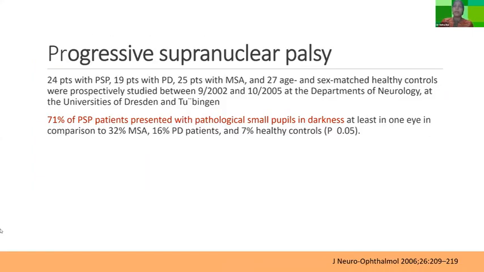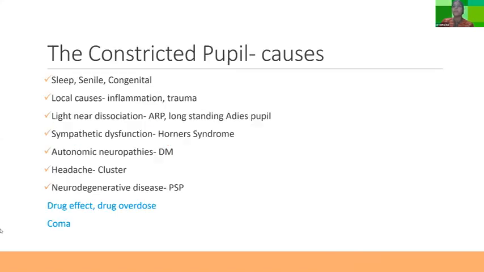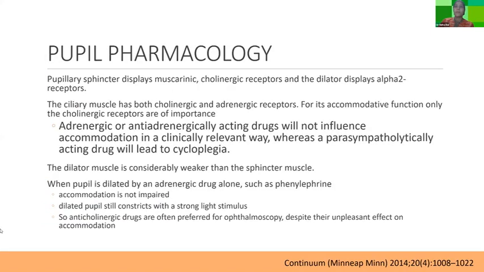Another cause of an abnormal pupil in neurodegenerative disease is mostly mentioned in progressive supranuclear palsy. In a study, they mentioned that 71% of the patients with PSP presented with pathologically small pupils in darkness. Coming to the last few, that is drug effect, drug overdose, and coma.